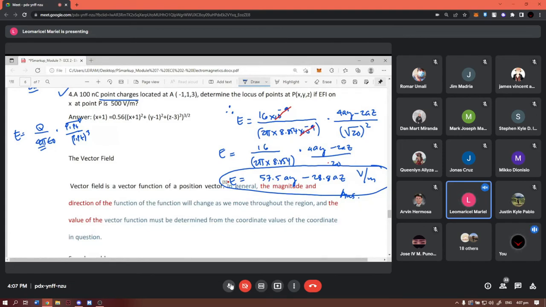Hello? Sir, pwede po matanong kung paano po na-solve yan? Pakita nyo nga po. Hindi ko po alam eh.